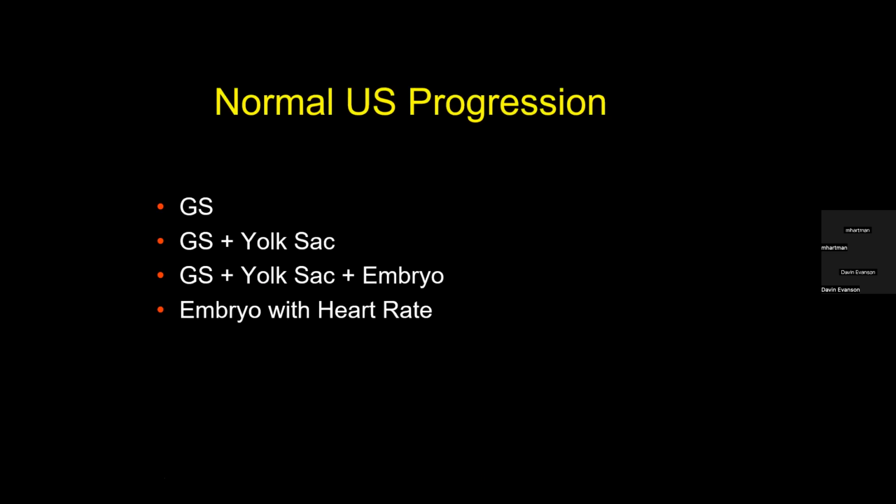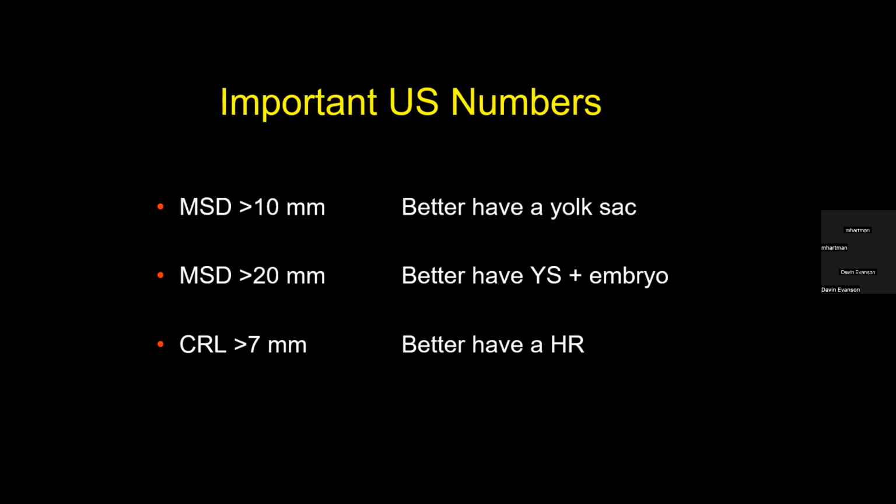I wanted to throw this out there, the normal ultrasound progression, what we expect to see when you have that discriminatory zone of 1500. The first thing you'll see is an intrauterine gestational sac, hopefully. Then the yolk sac develops, and then the embryo with a heart rate. And some useful numbers, which I find helpful in my daily practice.